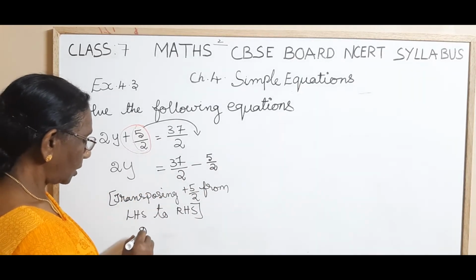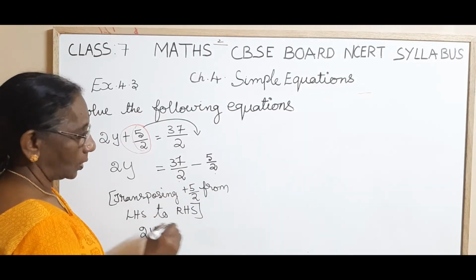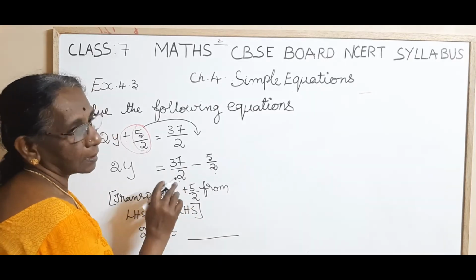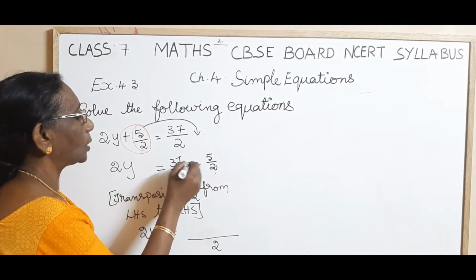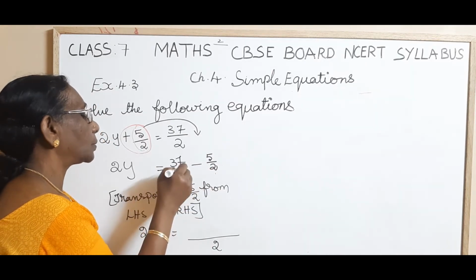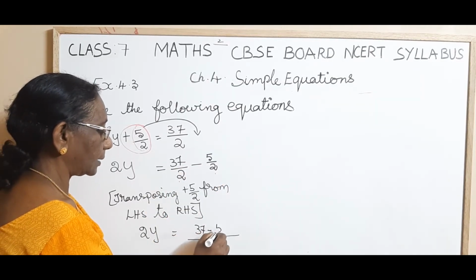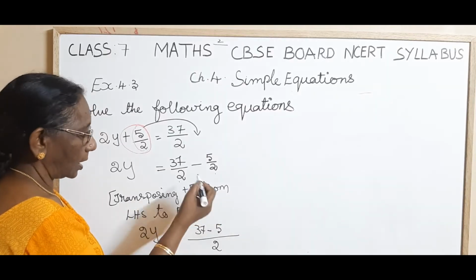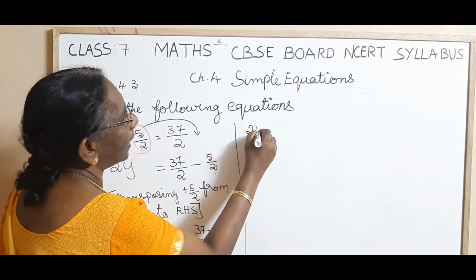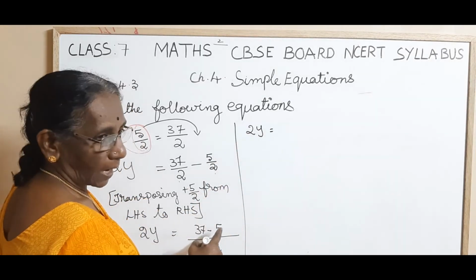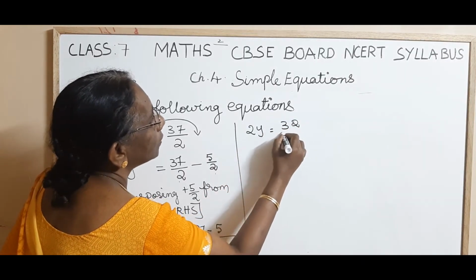So what will happen? 2y is equal to, see, the denominators are both 2. So they are like fractions. You can take the 2 as common denominator. There will not be any change in the denominator, so only the numerators change: 37 minus 5. This is subtraction of fractions. So what do you get? 2y is equal to 37 minus 5, which is 32, so 32 by 2.